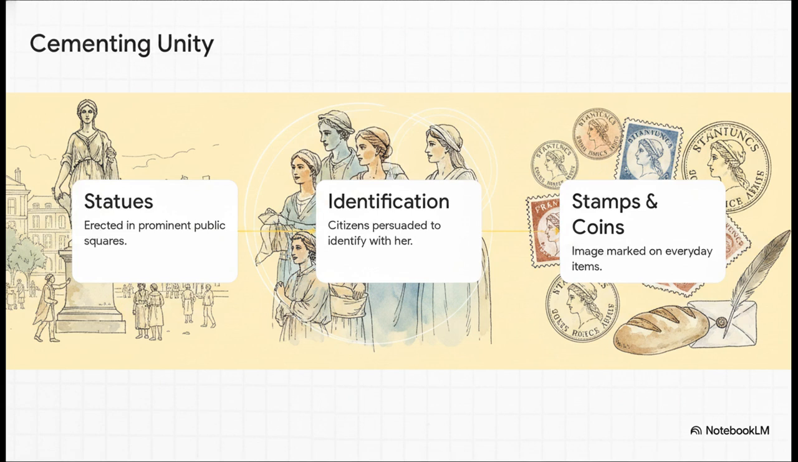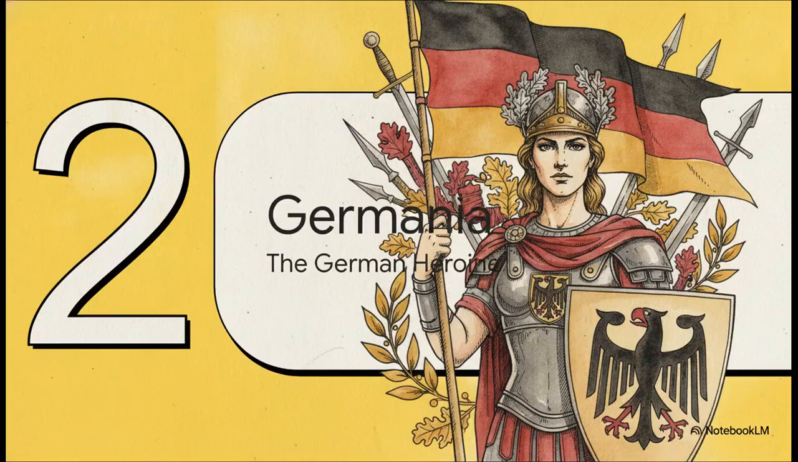Every single time you bought a loaf of bread or mailed a letter, Marianne was right there, constantly reminding you of your shared national identity. Now let's pivot and look at Germania, the German heroine. While she serves the exact same fundamental purpose as Marianne, putting a face to a nation, Germania was designed to represent a much more martial, aggressive set of national ideals.